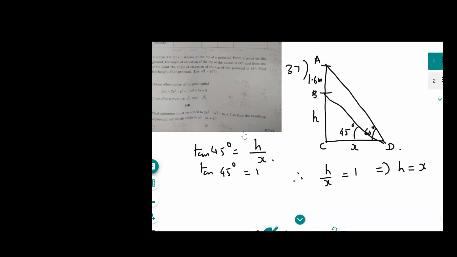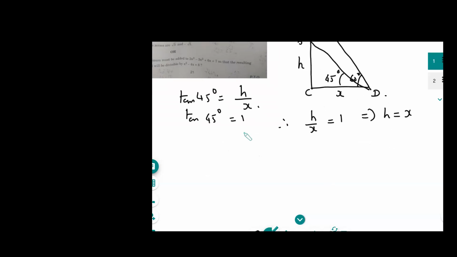So let me mark this point as D. Now, from this figure, we have tan 45 degrees is equal to, let me mark CD as X, so H by X. But tan 45 is equal to 1. So therefore, H by X is equal to 1, or this implies H is equal to X. Next is tan of 60 degrees is equal to 1.6 plus H divided by X, which is equal to root 3, because we know tan 60 is root 3.